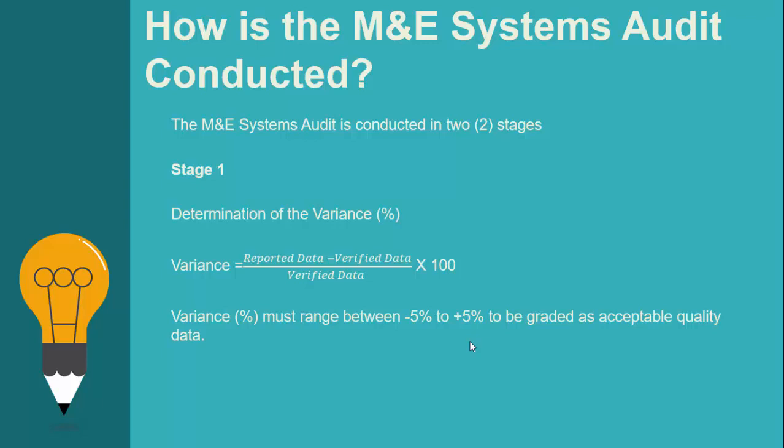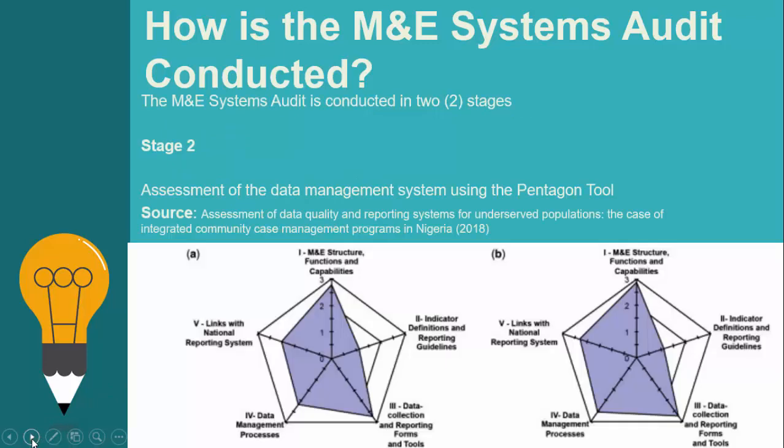All right, I'm going to talk about this as we proceed because I feel this is something important for you to know. Now, the second stage of doing the data quality audit is now to assess the M&E system. Okay, I mean the data management system. So you assess the system.